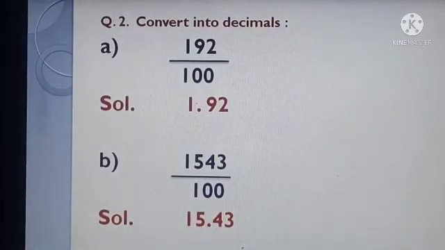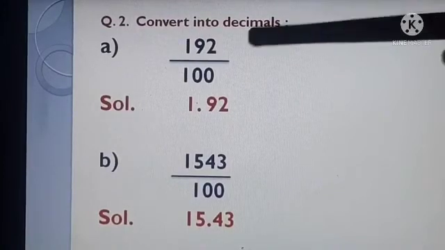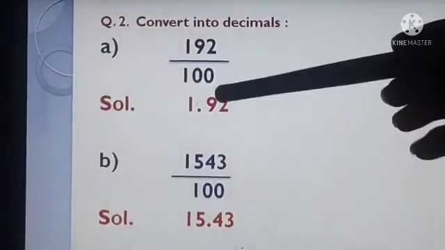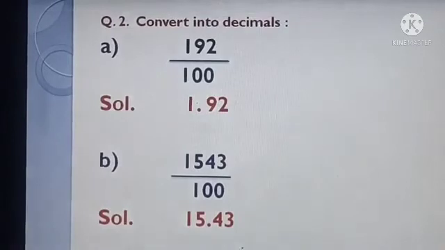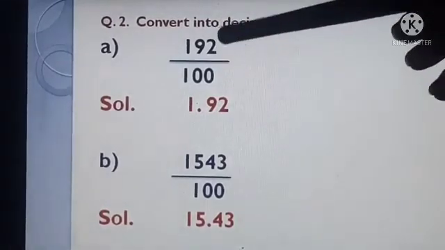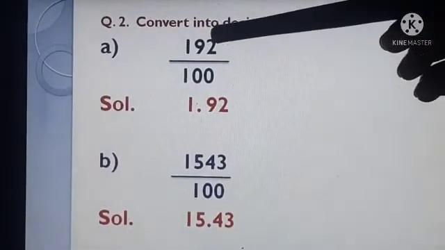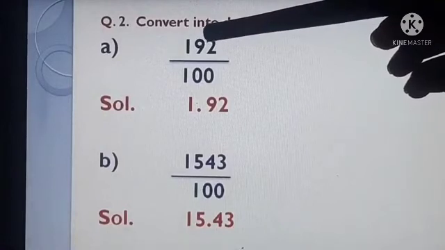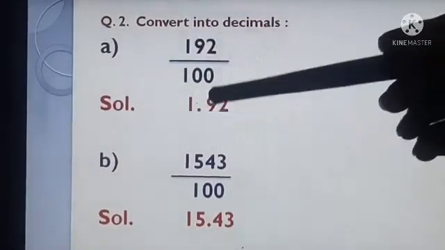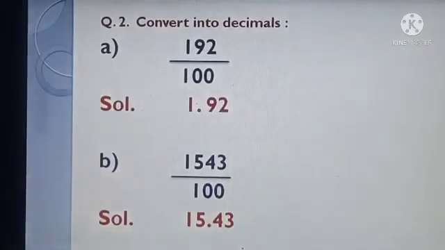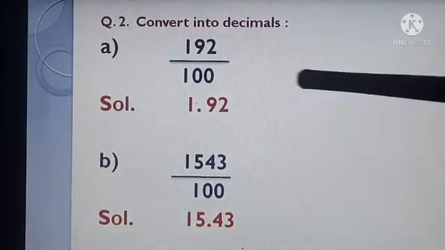Step 2: count the equal number of places in the numerator starting from the ones digit. Start from the ones digit. 1, 2, we have counted. From the ones place we have to count, and then you have to place the decimal. So after these 2 digits, counted from the ones place, we will put the decimal. So our answer will become 1.92. Okay.